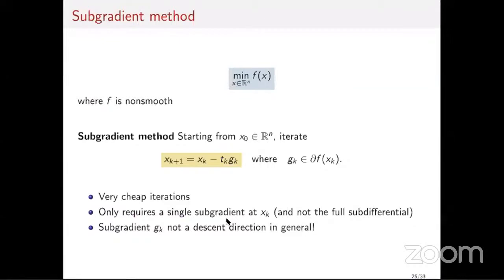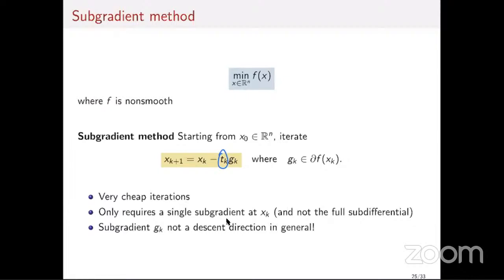a certain step size tk times gk. And gk is any subgradient of f at xk. Okay, so instead of taking a gradient, you take a subgradient. So for many of the points that you will encounter in the algorithm, the function will actually be differentiable. So you just take the gradient of f at xk. If you're at a certain point where it's not differentiable, then you just take any subgradient, and this is what you put. So the iterations are very cheap.